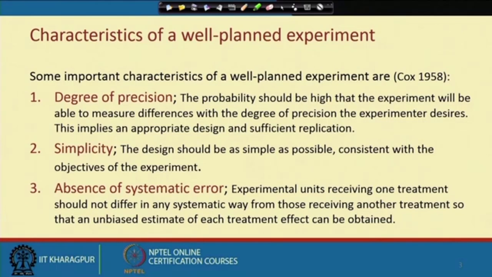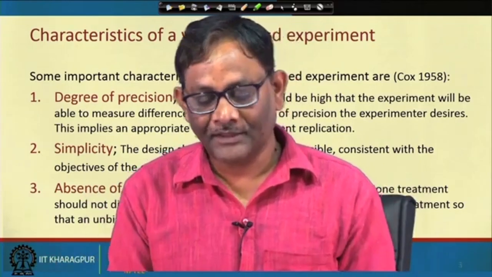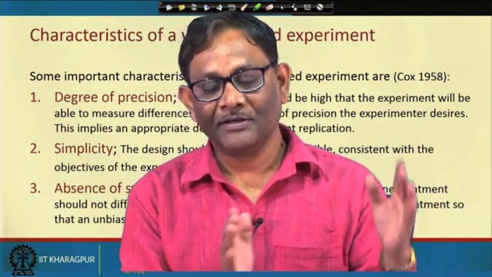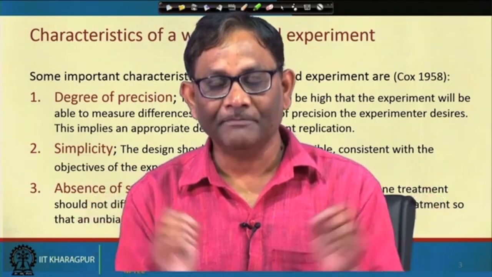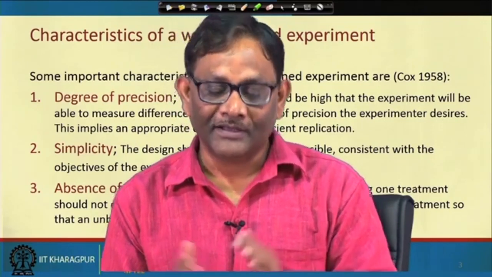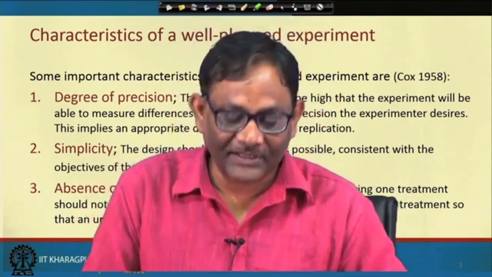Absence of systematic error. Experimental units receiving one treatment should not differ in any systematic way from those receiving another treatment, so that an unbiased estimate of each treatment effect can be obtained. What do I mean? Suppose you are measuring one piece, then a second time also you are measuring, a third time you are measuring. If you know that the second measurement value is 5 units, then you think the next measurement value will be 5.5. But that kind of systematic bias should not be there. So it should not have any systematic error.